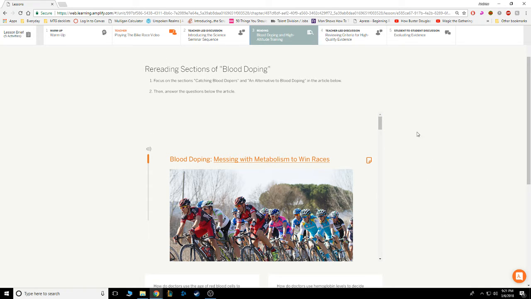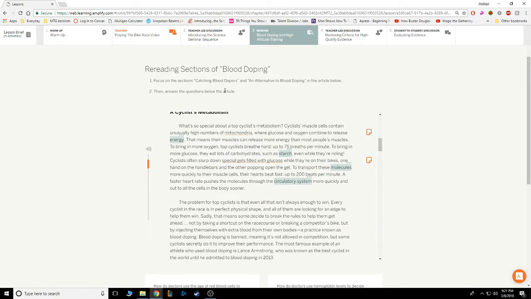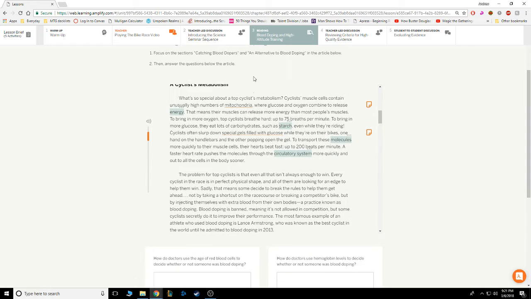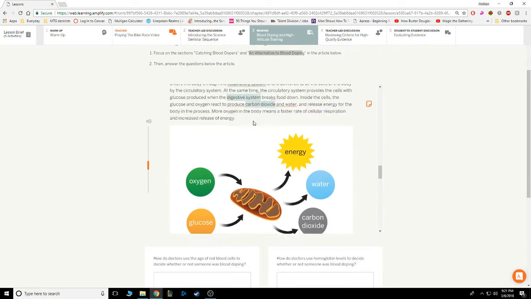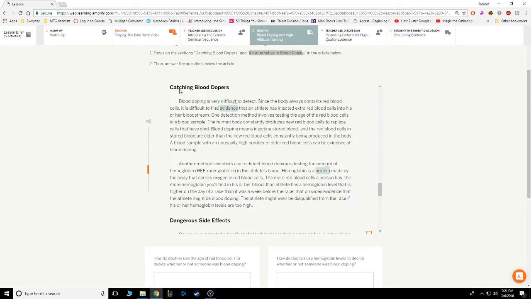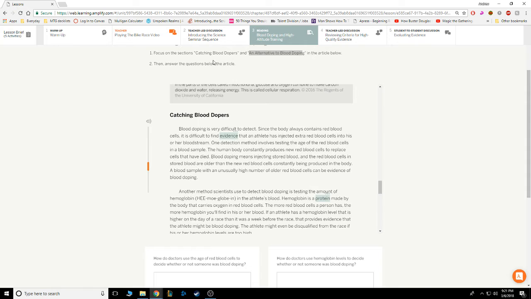Remember, in these sections, there's two ways to solve this. The first is simply to read the entire article, or just the sections they ask for. In this case, it's catching blood dopers, and an alternative to blood doping. So let's see if we can find that. Scrolling. I'm reading through it. Here we go. Catching blood dopers. So this is the first part they want.